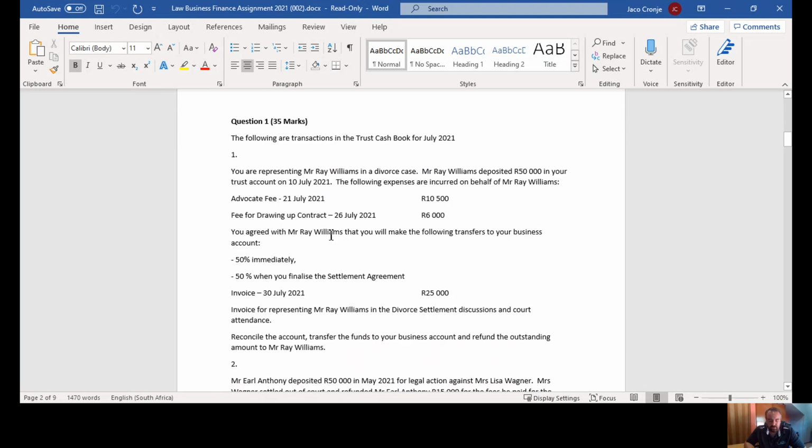It says you are representing Mr. Ray Williams in a divorce case. Mr. Ray Williams deposited 50,000 Rand in your trust account on the 10th of July. So immediately there we know there is a cash book transaction. The following expenses are incurred on behalf of Mr. Ray Williams. The advocate's fee for 10,500.